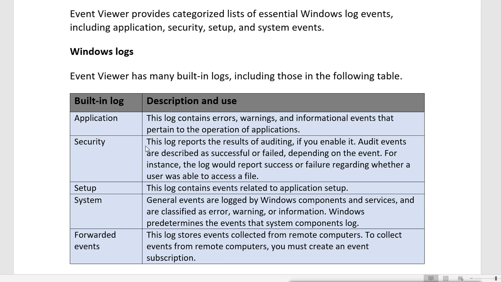Security logs, these logs report the result of auditing. If you enable it, audit events are described as successful or failed depending on the event. For instance, the log would report success or failure regarding whether a user was able to access a file. So this is related to audit setting, and audit setting you will see in the control panel in the security setting.